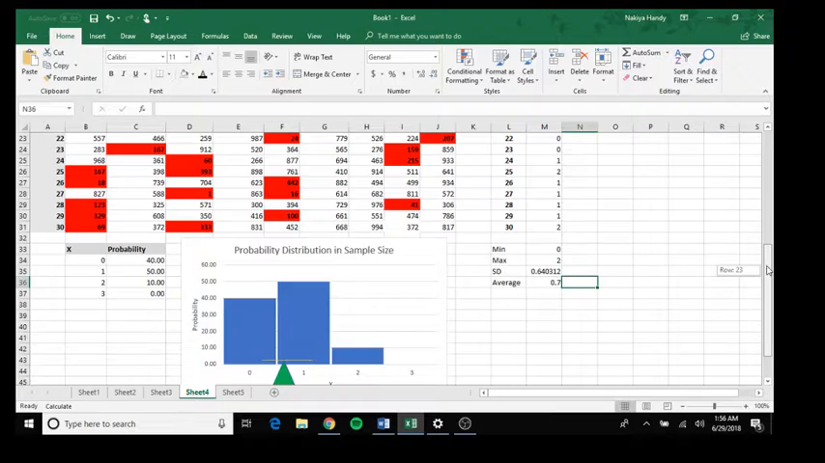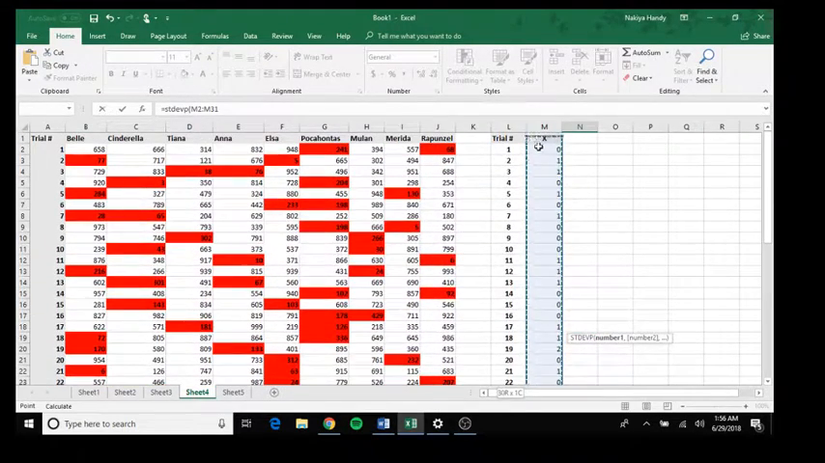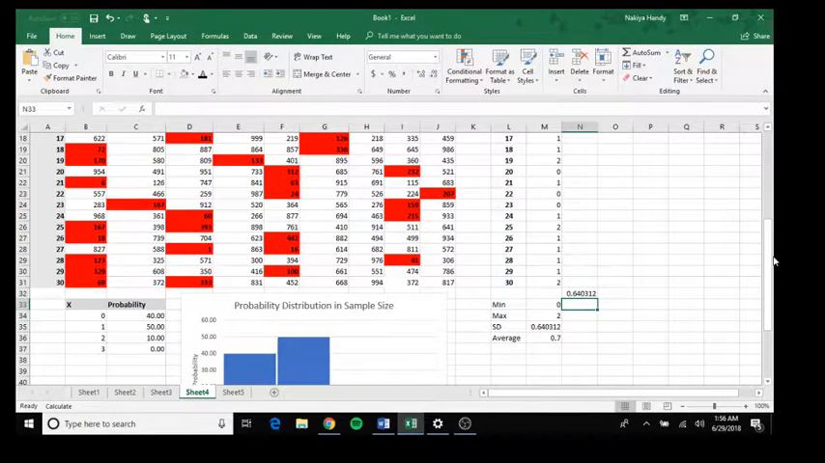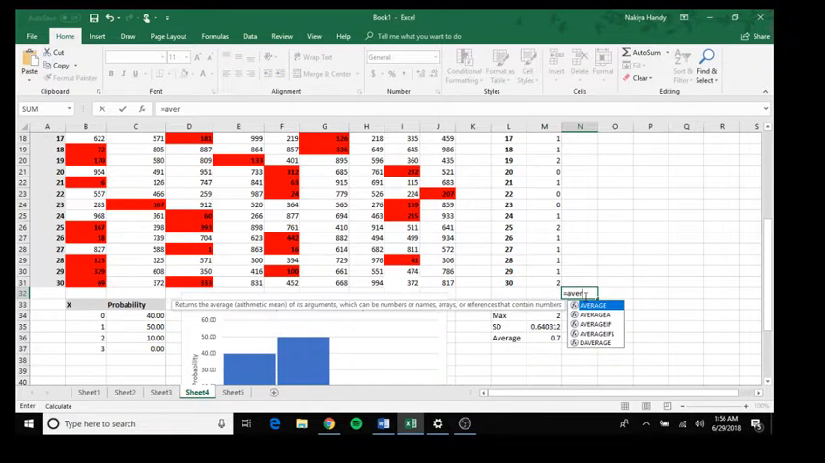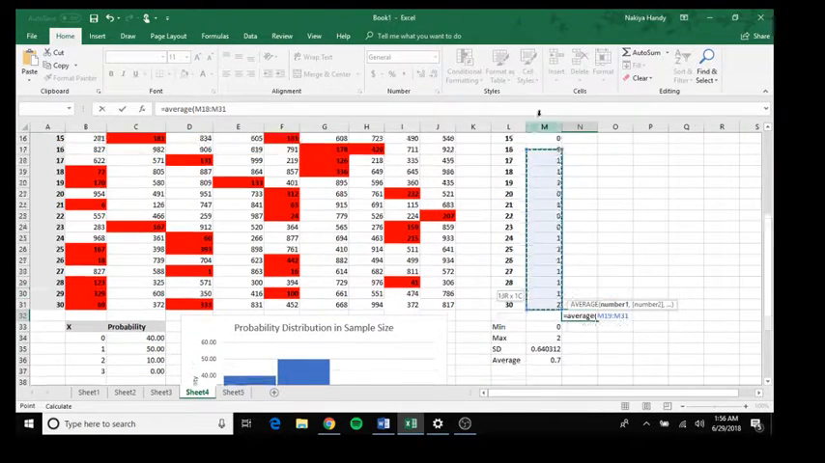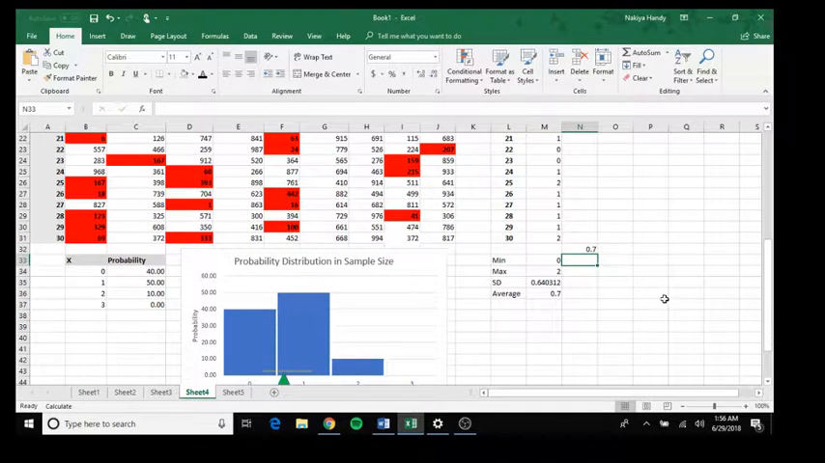So for my standard deviation, I just did this formula, STDEVP, and I just highlighted my X row, and then you just press enter, and that's the number that I got for my standard deviation. And for my average, I basically did the same thing to get my standard deviation. So I just did this. I highlighted the same information, press equal, and I got 0.7.